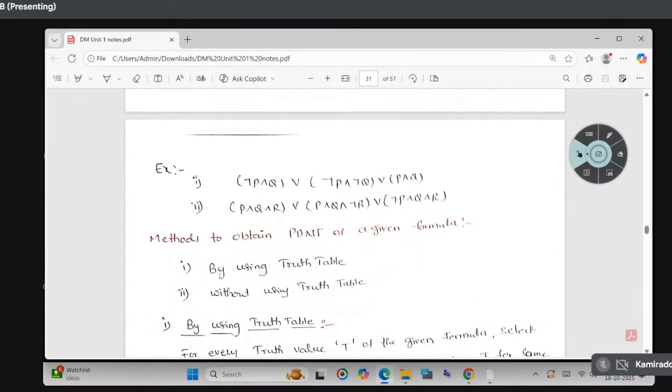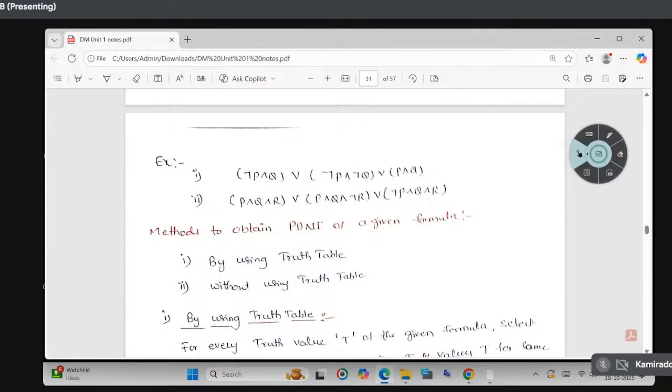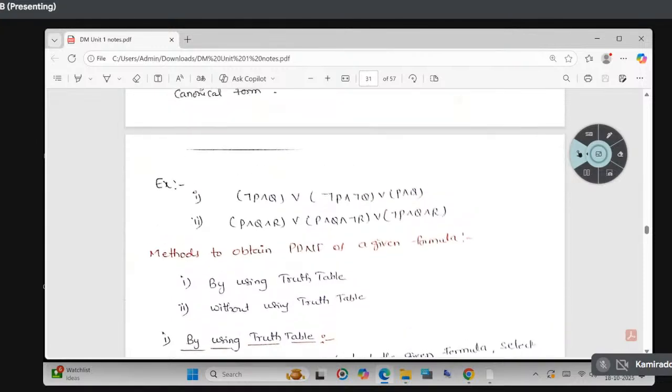So for example, if you are taking negation P and Q, or negation P and negation Q, or P and Q, these terms will be of principal disjunctive normal form. So minterms are there with products. Okay.